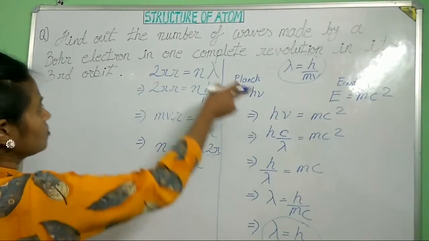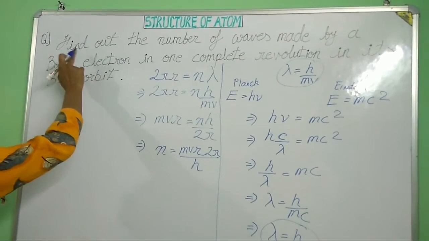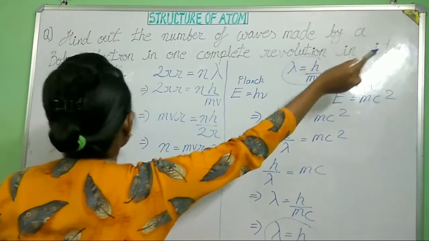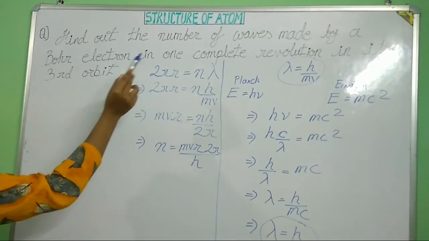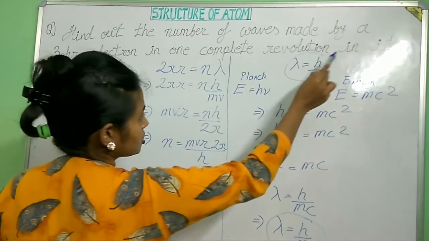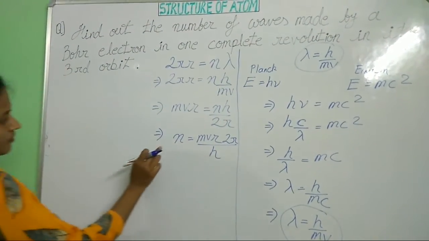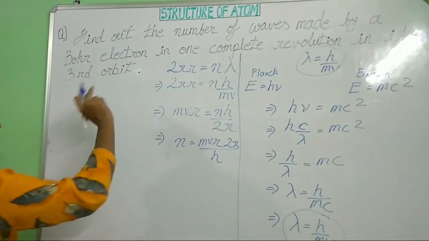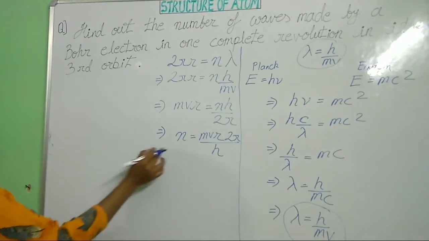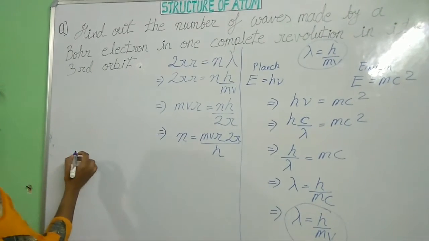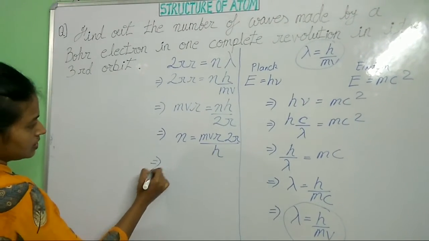Now let us see the question. What is the question being put? Find out the number of waves made by a Bohr electron in one complete revolution in its third orbit, right? So let us find the number of waves in the third orbit. So in this, what does N denote? N denotes the number of waves. So how to calculate it?